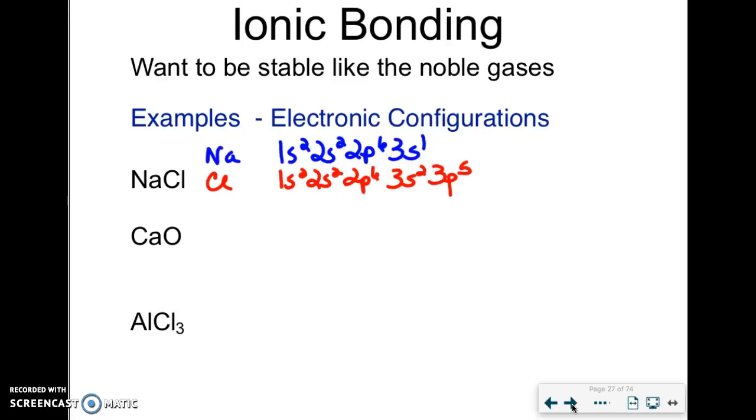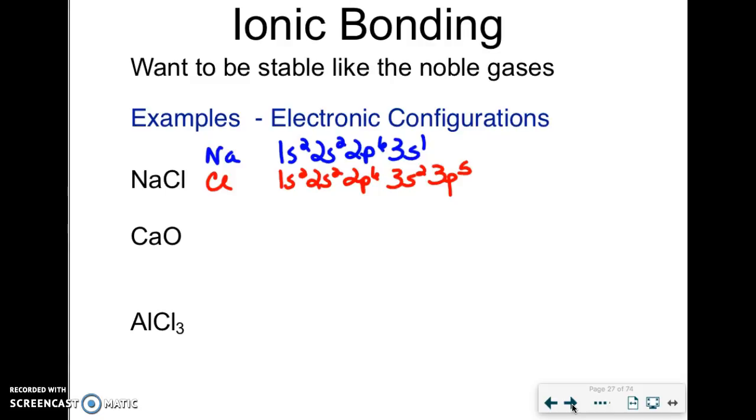Again, elements are going to want to transfer electrons or gain electrons in order to get stable like the noble gases, okay? The first example that I'm going to show you is sodium chloride. I wrote out, and this is what I'd expect you to do if we were asking you to write ionic bonding showing electron through electron configuration. You would write sodium's electron configuration, which is 1s2, 2s2, 2p6, 3s1. Notice there's 1 valence electron. That's the 3s1 electron. Then you write chlorine's electron configuration, 1s2, 2s2, 2p6, 3s2, 3p5.